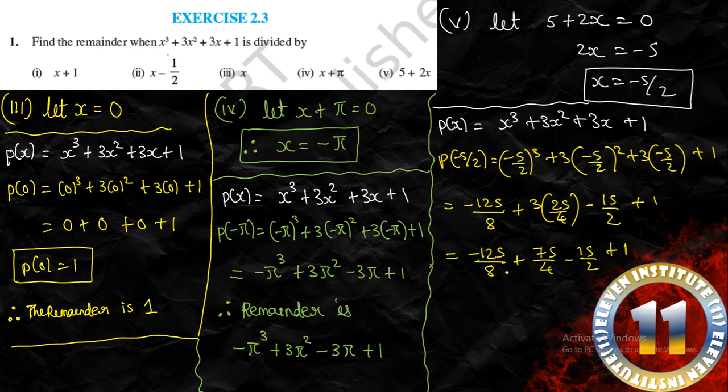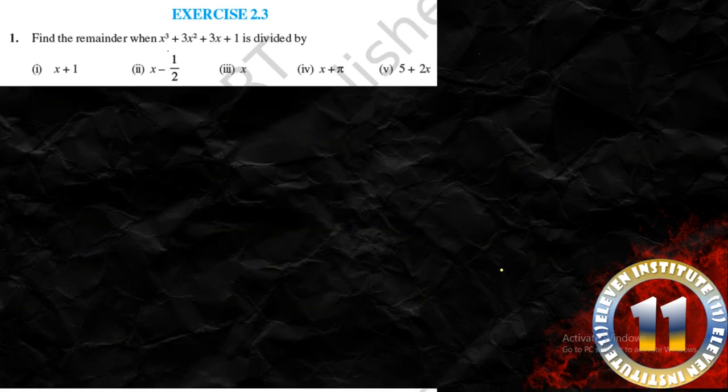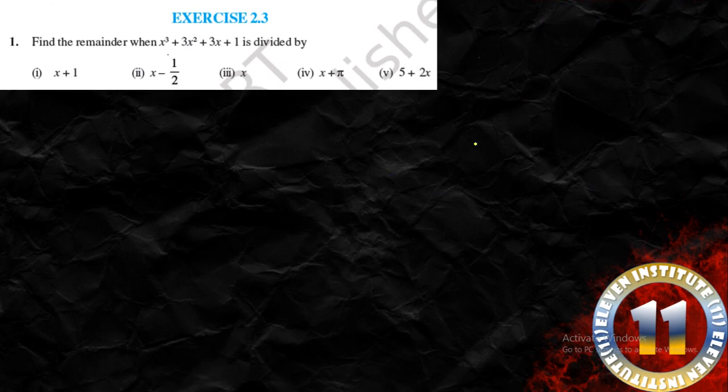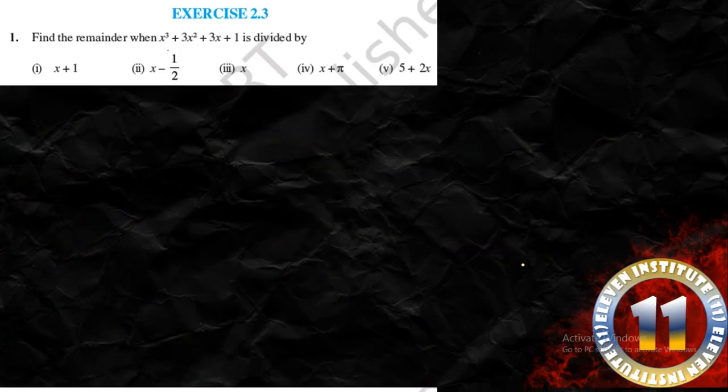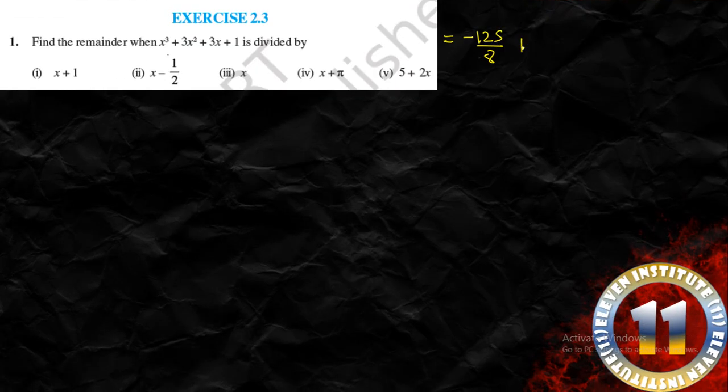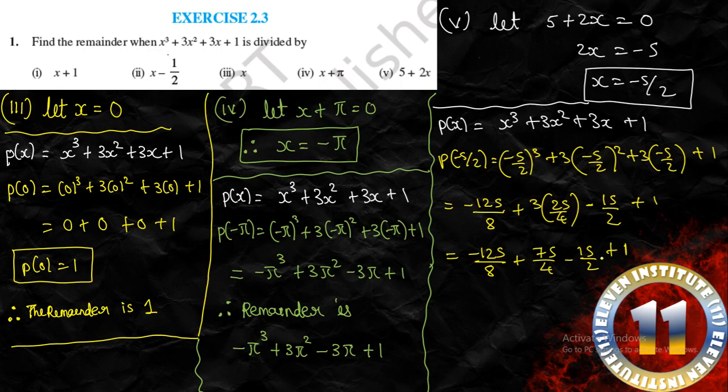So I will copy this step in the space that is present with us over here. Yes, we can write over here minus 125 upon 8 was the first one, I guess. Minus 125 upon 8. Then we had 75 upon 4 minus 15 upon 2, and then we had plus 1, right? So we will write over here plus 1.